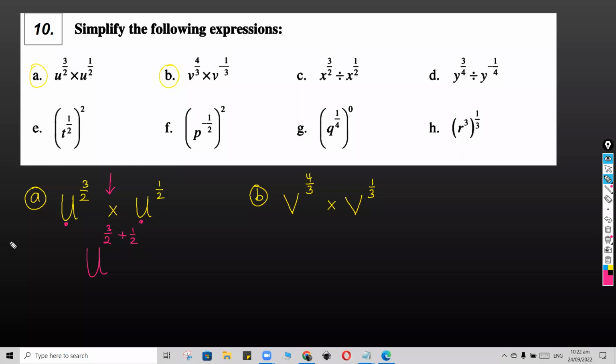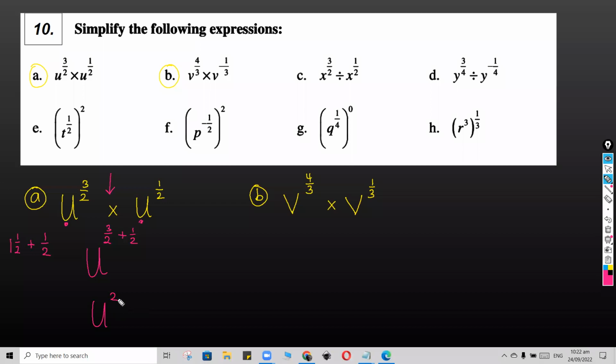Now, is 3 on 2 the same thing as 1.5? If you have 1.5 cakes and somebody gives you another half, how many cakes do you have? 2. I think some of you forgot how to add fractions. For those who got that one wrong, do you understand the mistake? The answer is U to the power 2, U squared.